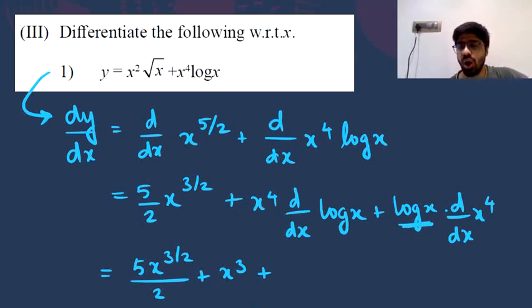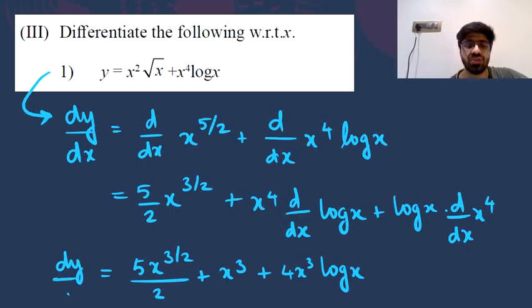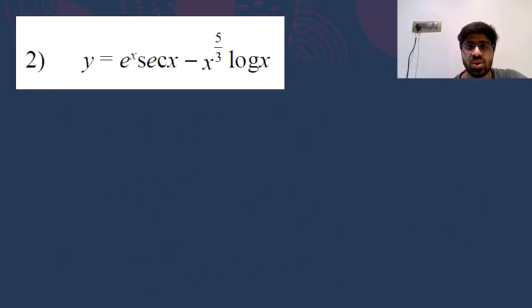The third term will be log x, that has to be multiplied with the derivative of x power 4. The derivative of x power n will be n, x power n minus 1. So we have 4x cube as the derivative of the second term. So we have 4x cube into log x. And that's how you are writing your third term. And this is the final expression of dy by dx for the first question in the third main question. Moving on with the next one.